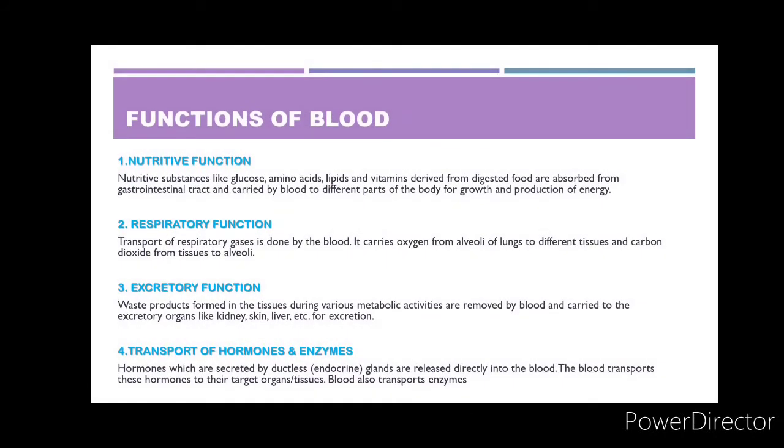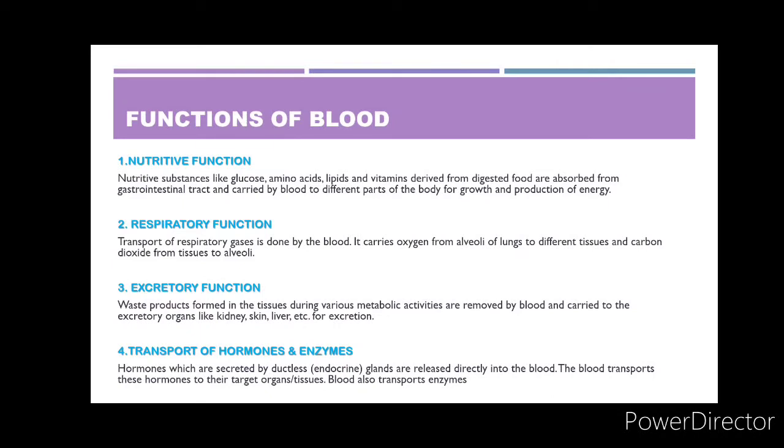So starting with the first function, that is nutritive function. Nutritive substances like glucose, amino acids, lipids and vitamins, which are derived from the digested food, are absorbed from the GIT, and they are carried by the blood to different parts of the body for the growth and production of energy.